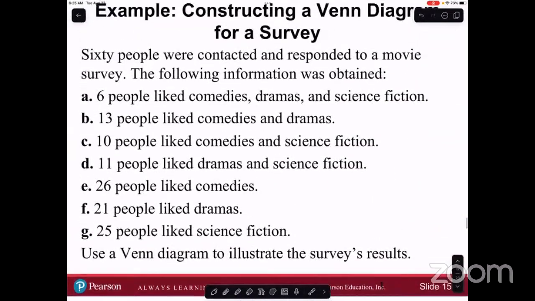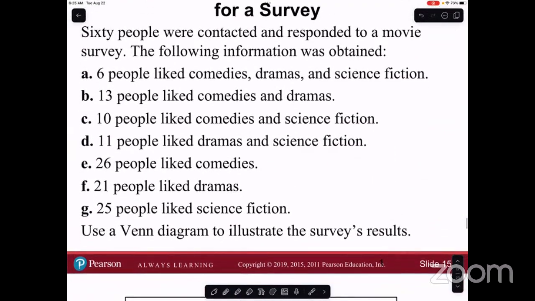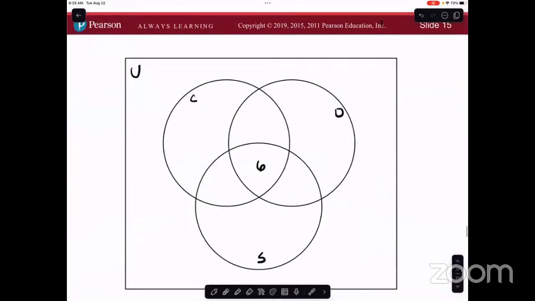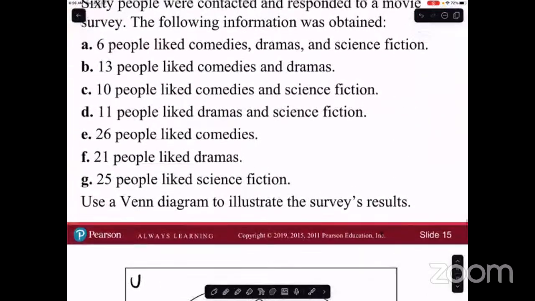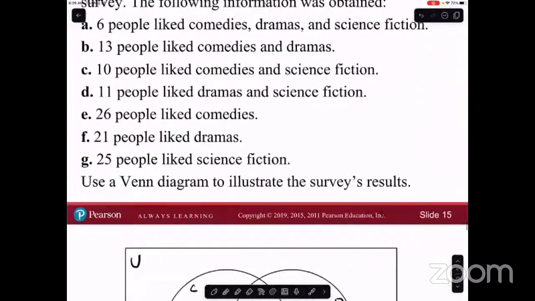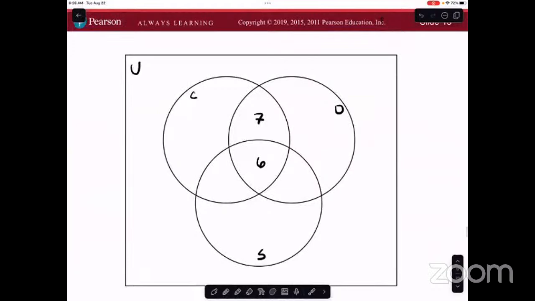Now working backwards, it says 13 people like comedies and drama. If it has a total of 13, this little football region has a total of 13. So what is that, 7? 7 is left over. So we need to put a 7 here. Comedies and drama. 10 people like comedies and science fiction. This football region needs a total of 10. So there's 4 unaccounted for. So this region needs to be 4.